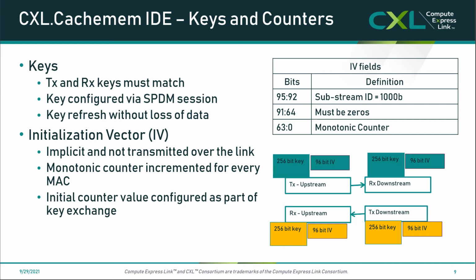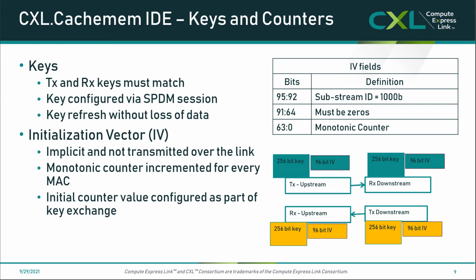Now, in the other direction, from TX downstream to the receiver on the other side, there will be a different set of keys, these yellow keys, and the TX downstream and the RX upstream in that direction need to agree on and have this key. And the keys are established using the SPDM session we talked about earlier, and the key refresh protocol using the IDE start allows the keys to be refreshed without any loss of data. So you'll be using the old key and then you send the IDE start message. At that point, both the receiver and transmitter can switch to using the new key. So that's one element of the AES-GCM. The second element of the AES-GCM is the initialization vector.